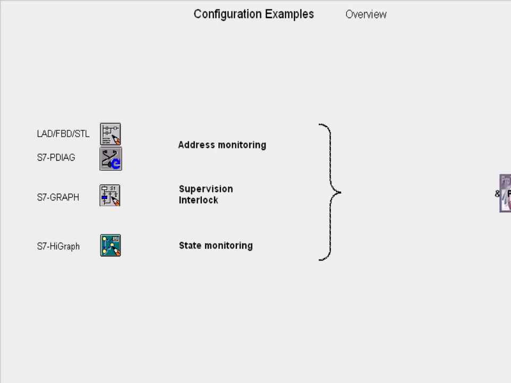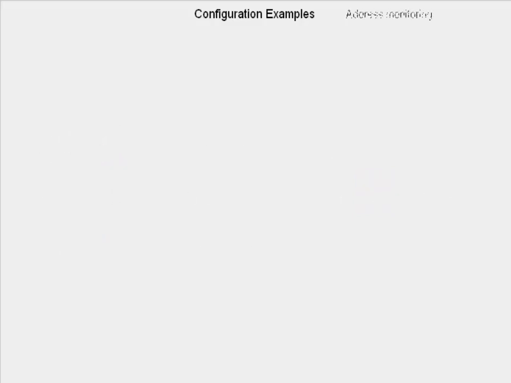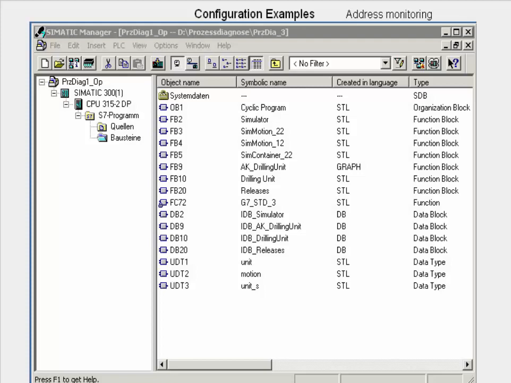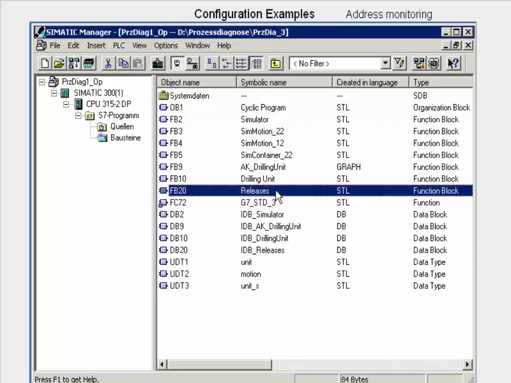All the examples will be visualized with ProTool Pro and Pro Agent. Let us begin with the example of address monitoring with S7pdiag. We open FB20 in the block viewer of the Step 7 project.